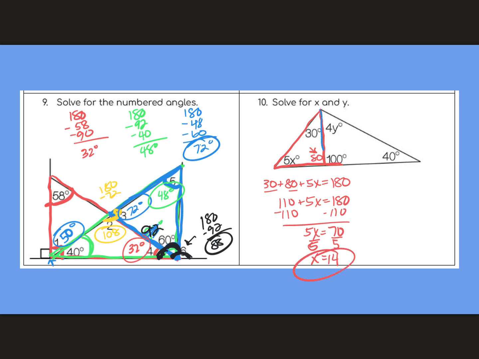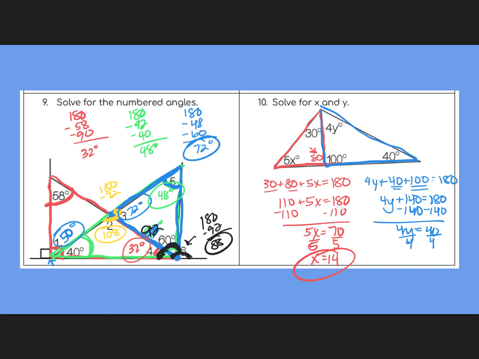Now over here for y, same thing. There's the triangle, so it'll be 4y plus 40 plus 100 equals 180. Combine your like terms, so 4y plus 140 equals 180. Subtract and divide to get that y is 10.